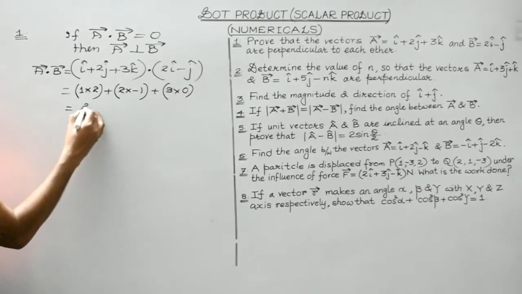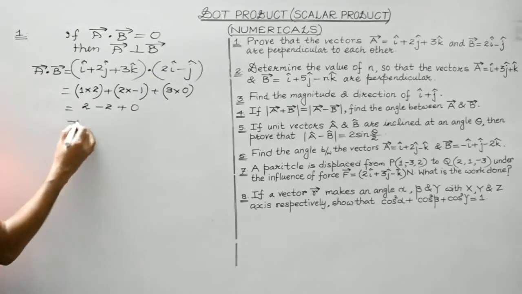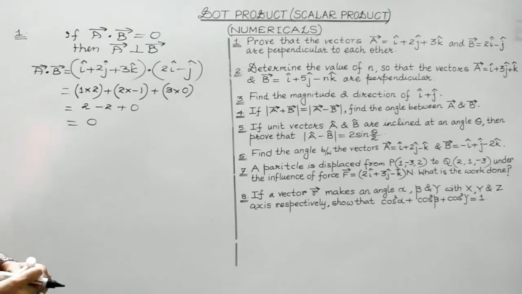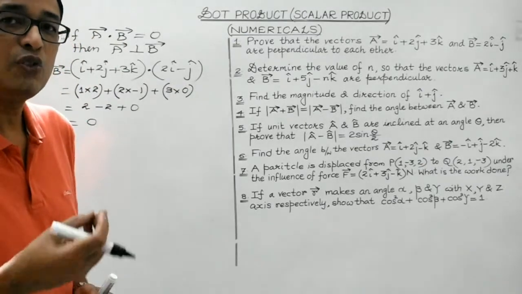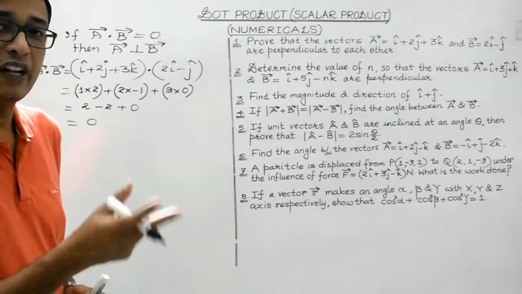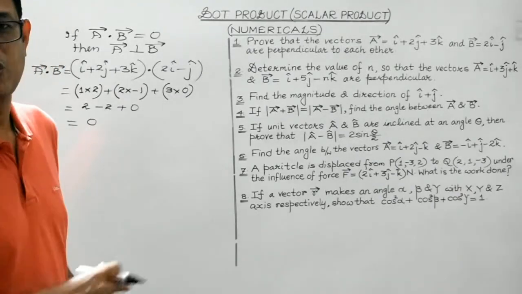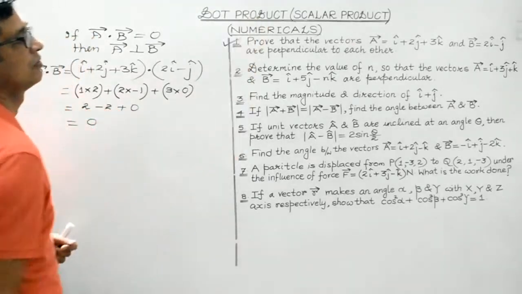So we get 2 plus 2 into minus 1, that is minus 2, plus 0. So it will be equal to 0. So we have proved that A vector dot B vector is equal to 0, which eventually proves the fact that these two vectors must be perpendicular to each other. Right students? So this is how this question needs to be done.